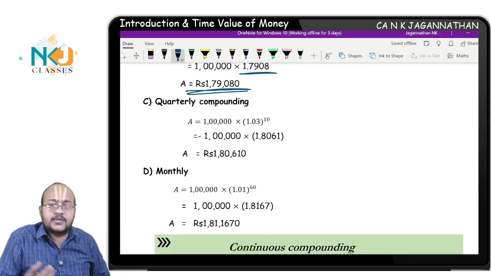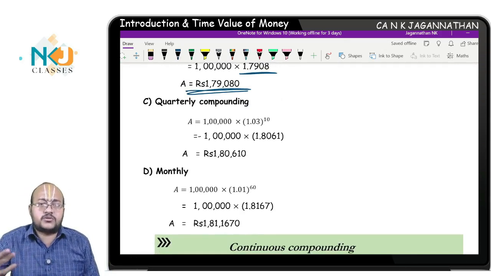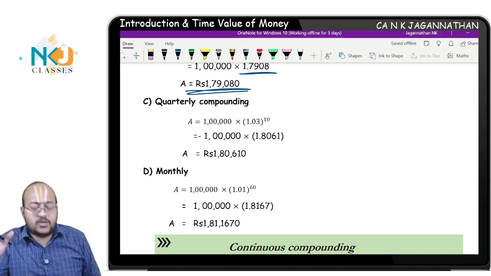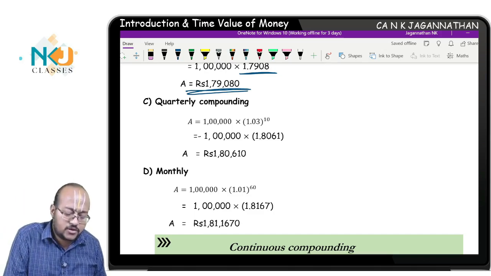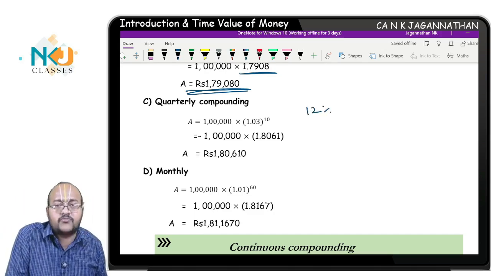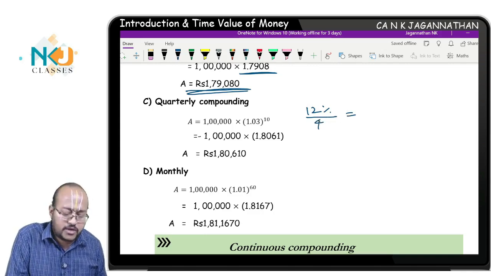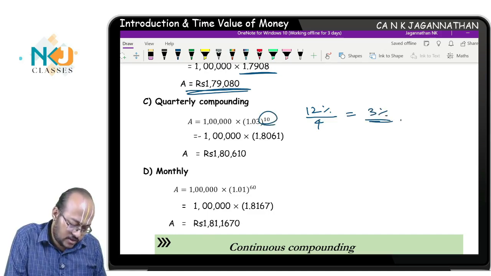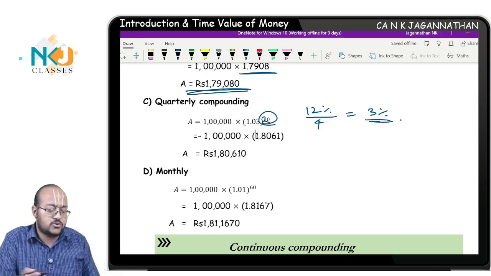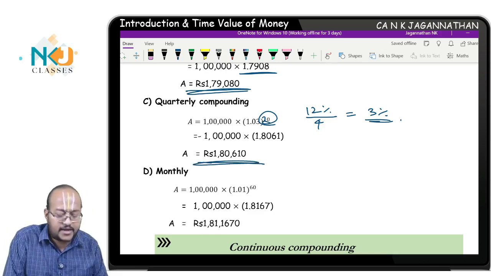Now quarterly compounding is the same. Quarterly, one quarter, how many months are there? 3 months, correct? We convert the 12% interest for the 3 month period, divided by 4. How much do we get? 3%, correct? Same way, n is given. Actually, how many 3-month periods in 5 years? 20. So 1.03 raised to the power 20, you will get 1,80,610.